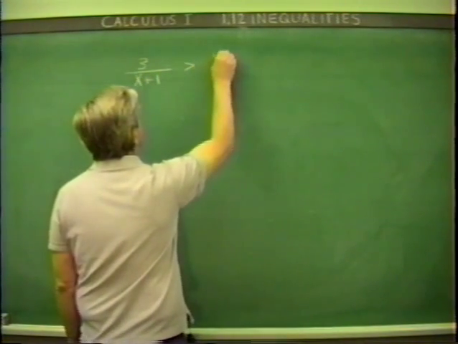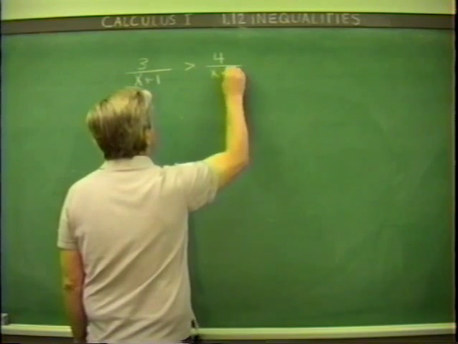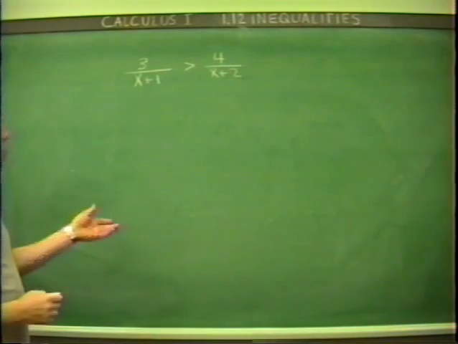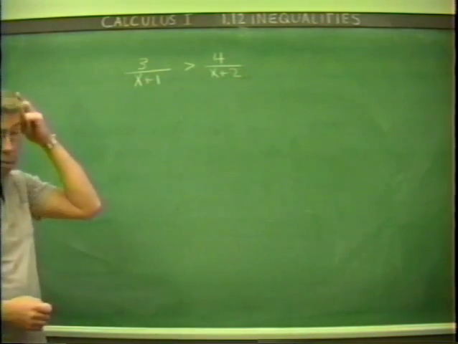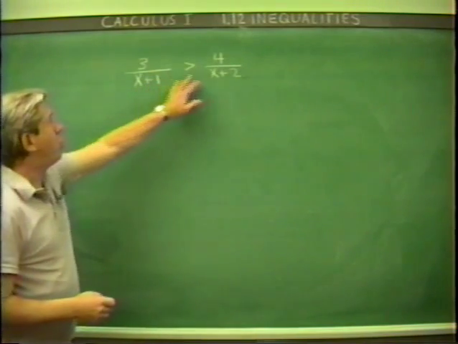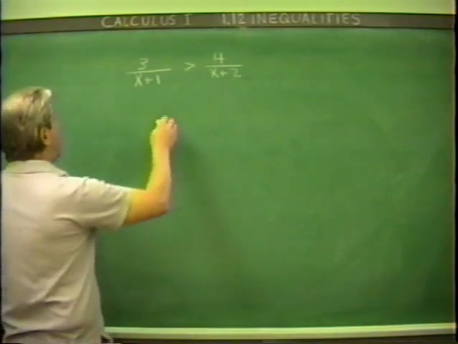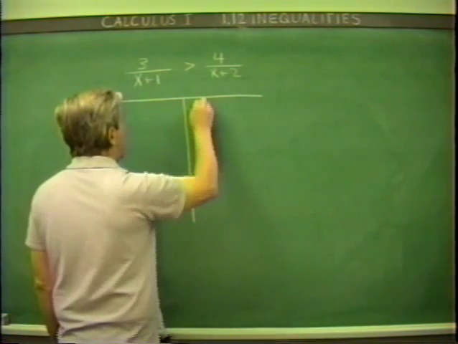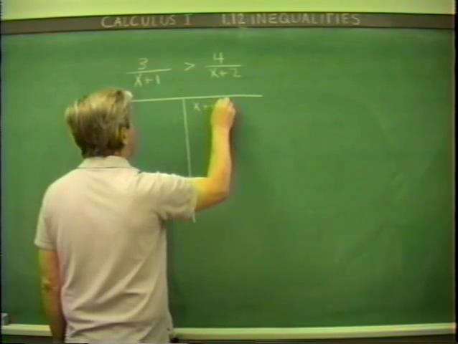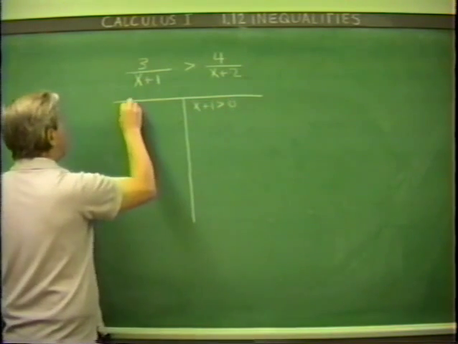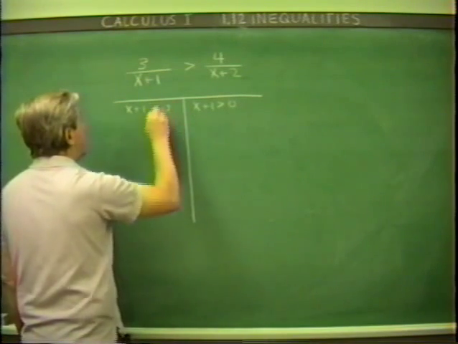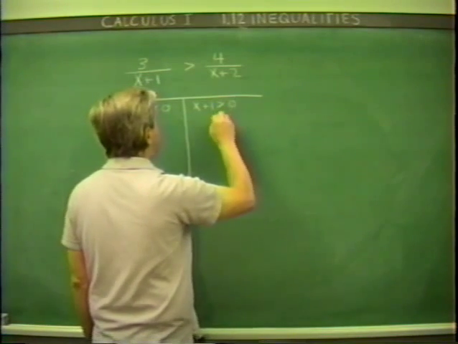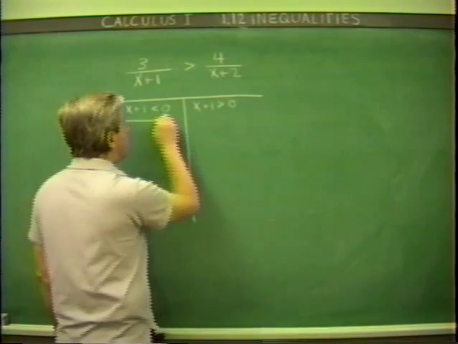All right, let's consider a more complicated one. Let's say 3 over x plus 1. When is that greater than 4 over x plus 2? Right? Well, here you'd like to multiply by x plus 1. You'd also like to multiply by x plus 2. Both of those are not legitimate because these are unknown quantities. So let's consider two cases first of all. x plus 1 greater than 0, and x plus 1 less than 0.